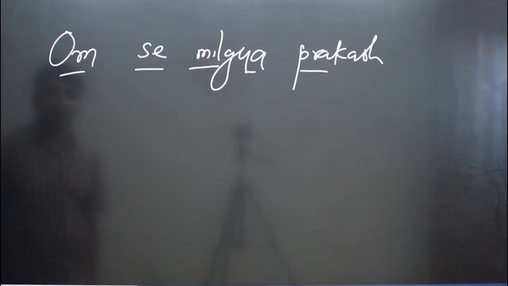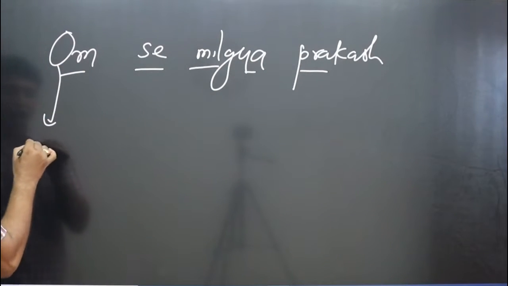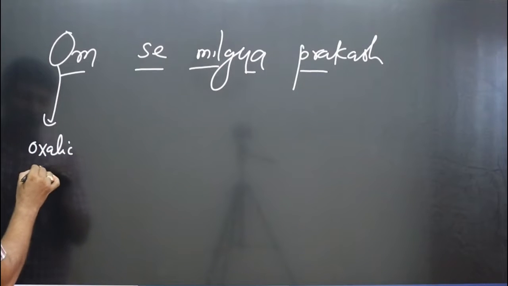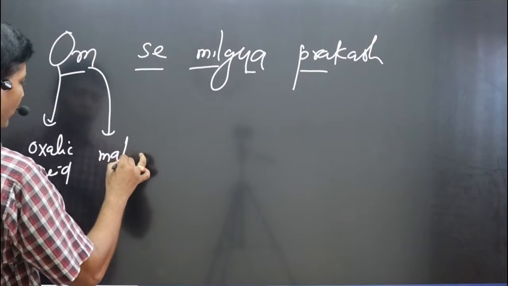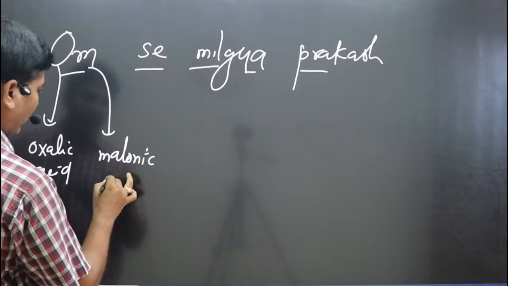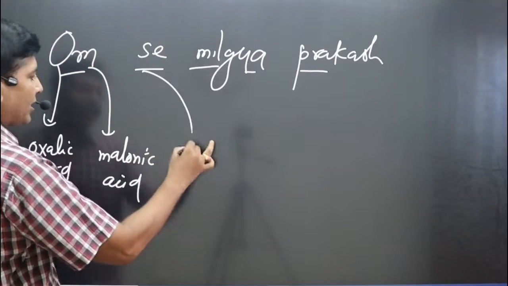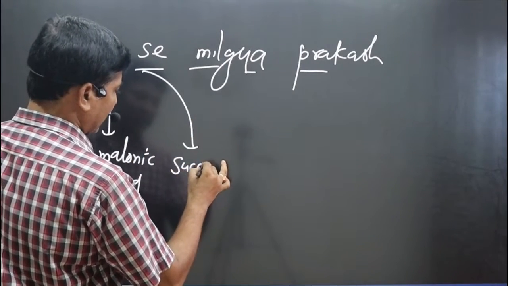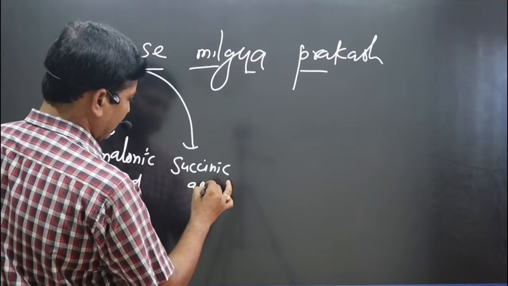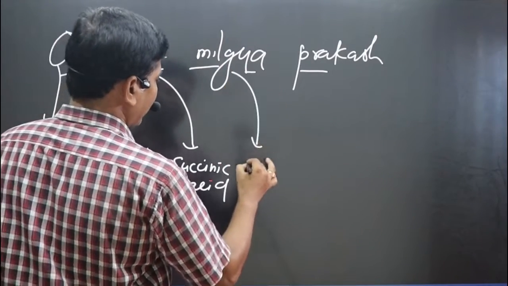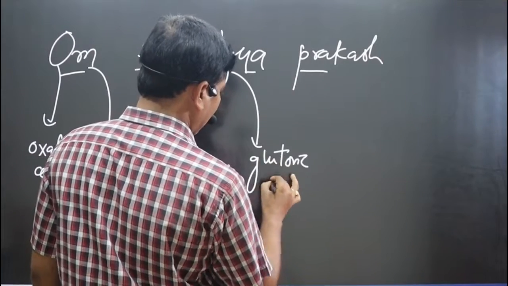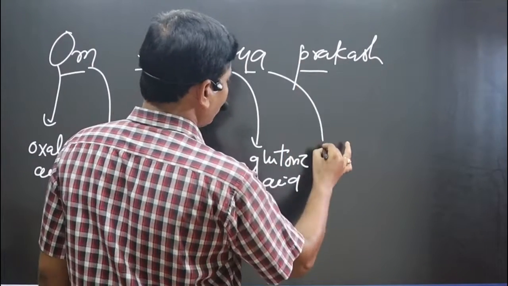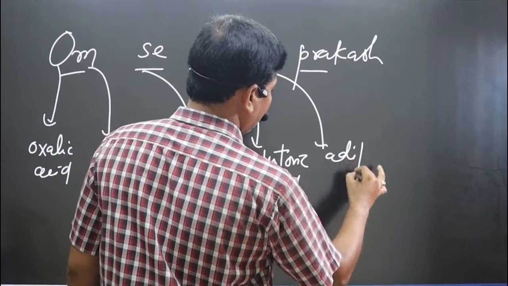Now pay attention carefully. From O you can get oxalic acid. From M you can get malonic acid. From S you can get succinic acid. And from G you can get glutaric acid. And from A you can get adipic acid.